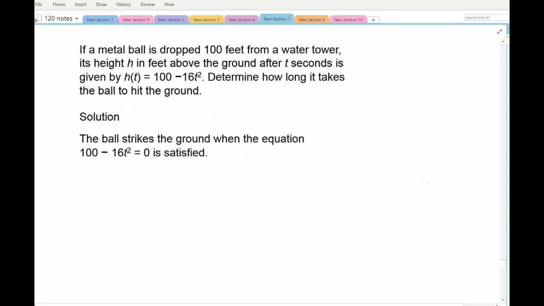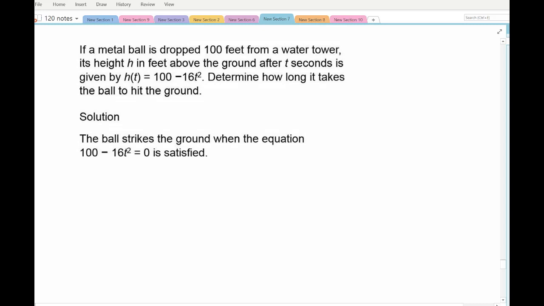I suppose that we have a free-falling object. A metal ball is dropped 100 feet from a water tower. Its height in feet above the ground in t seconds is given by 100 minus 16t squared, where the 16t squared has to do with the pull of gravity. It's the only thing we assume is playing on the ball. Determine how long it takes for the ball to hit the ground.